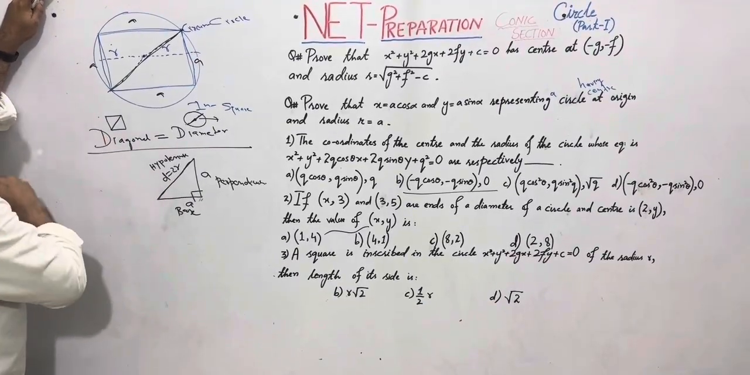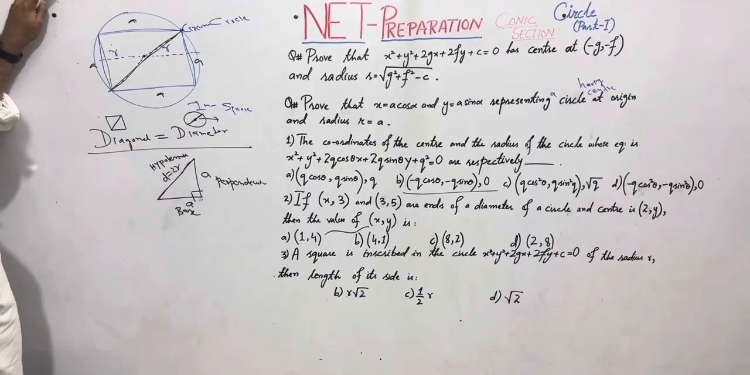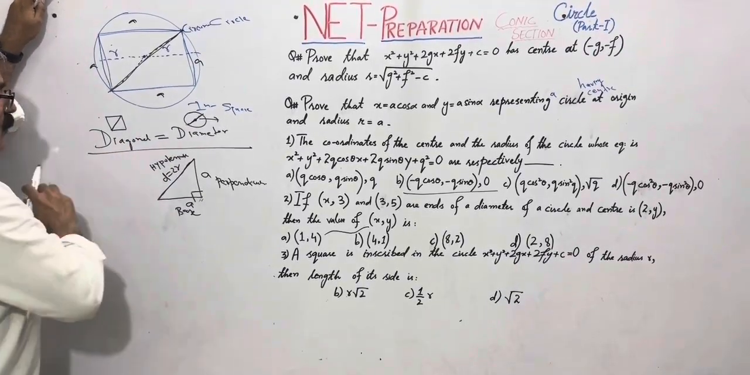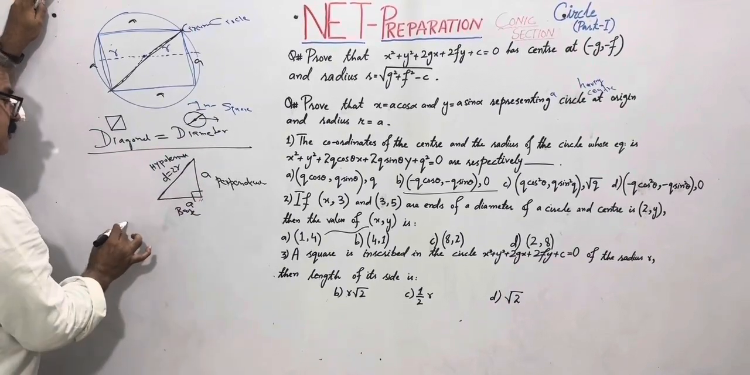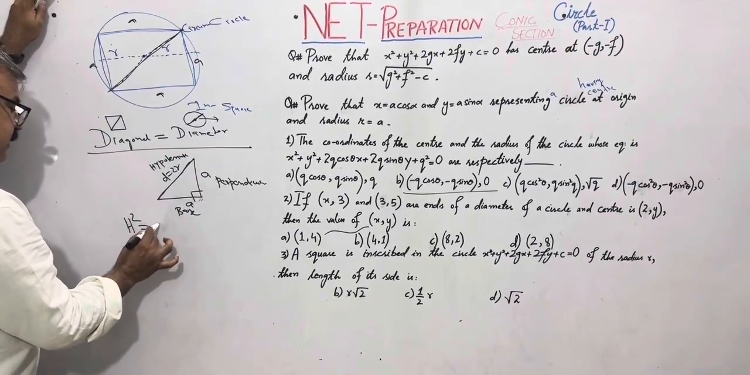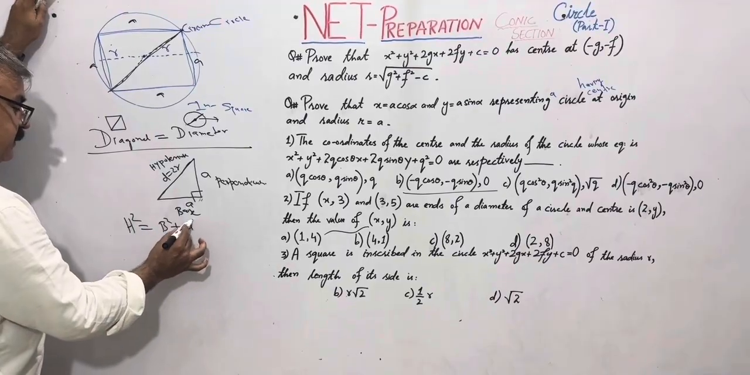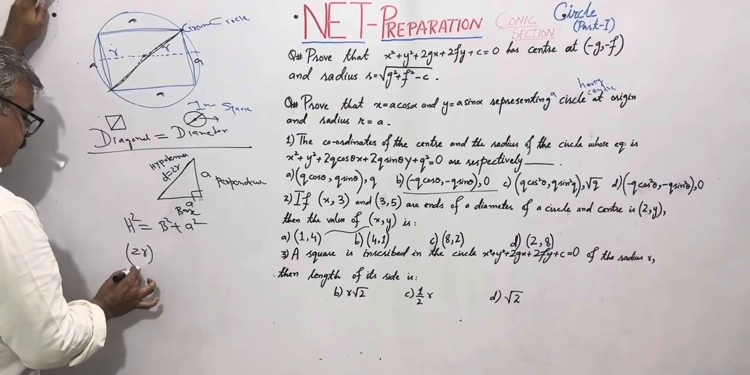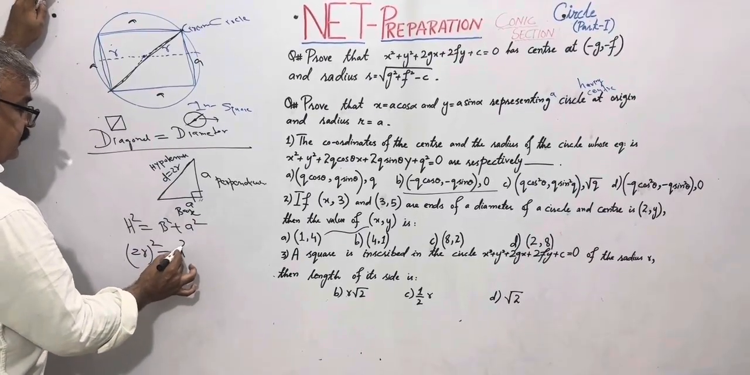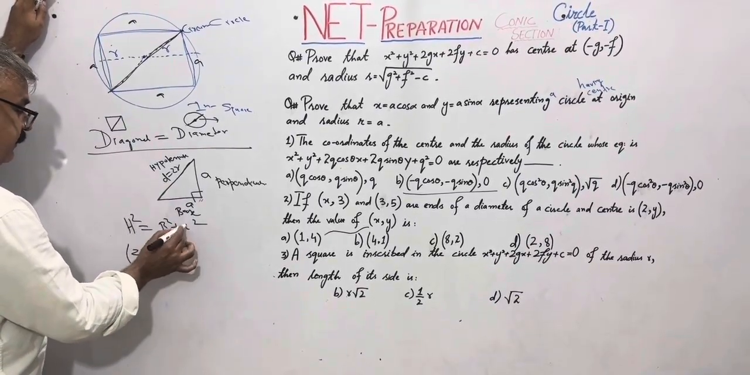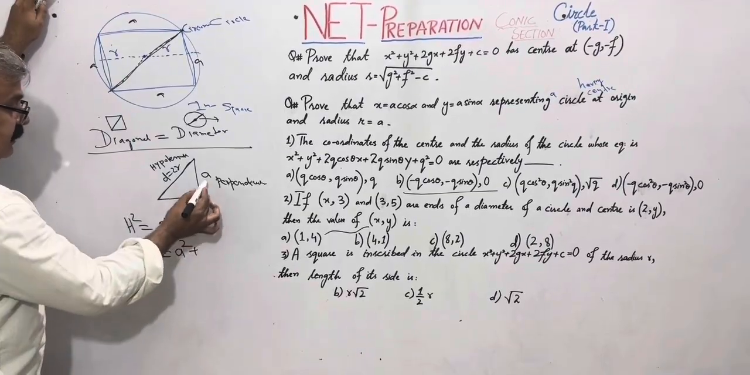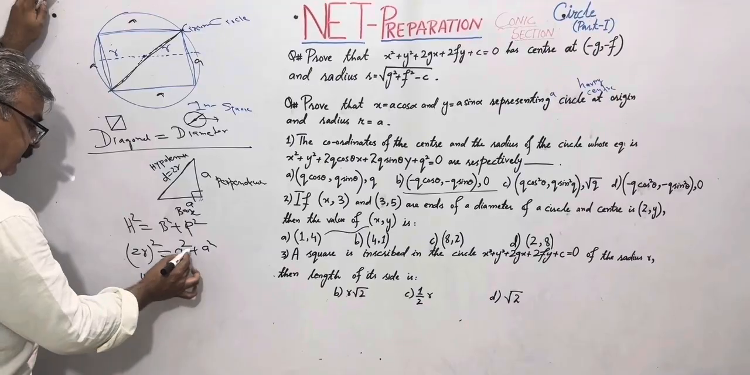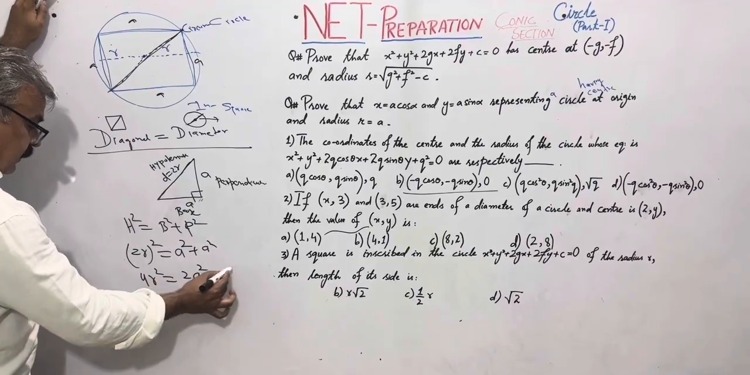Look at the line. From the triangle point of view, it is the hypotenuse. From the square point of view, it's the diagonal. From the circle point of view, it's the diameter. Wonderful overlapping of three figures. Apply the Pythagoras theorem here. Hypotenuse squared is equal to base squared plus perpendicular squared. Here the hypotenuse is 2r, so (2r) squared. Base is a and perpendicular is also a. So 4r squared is equal to 2a squared.